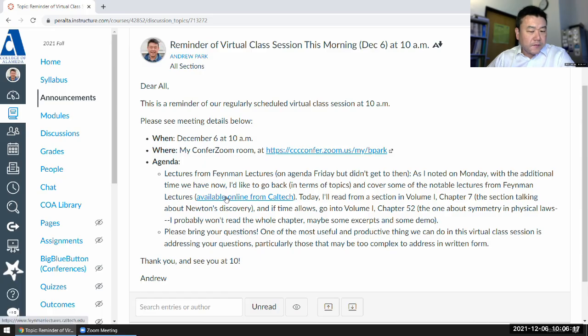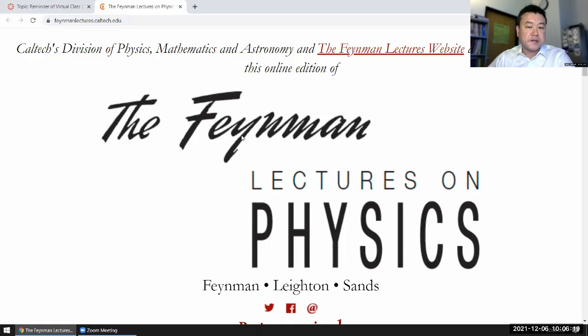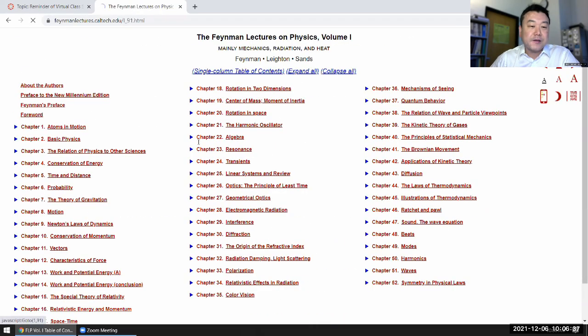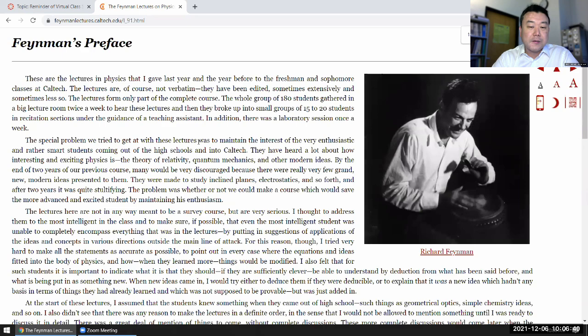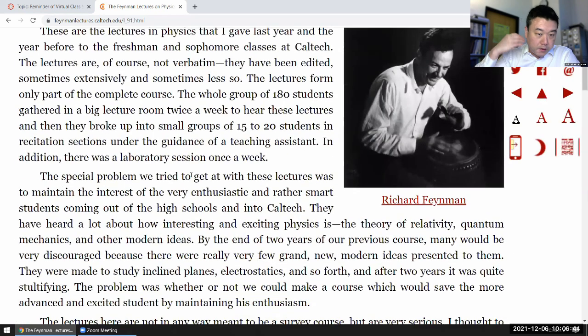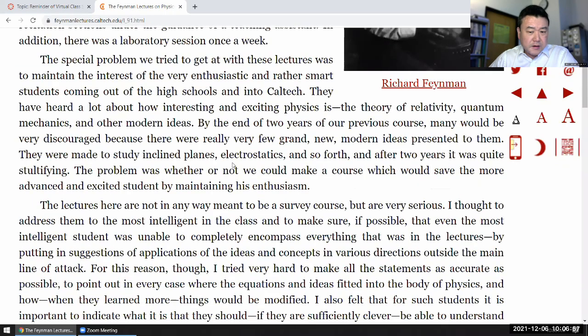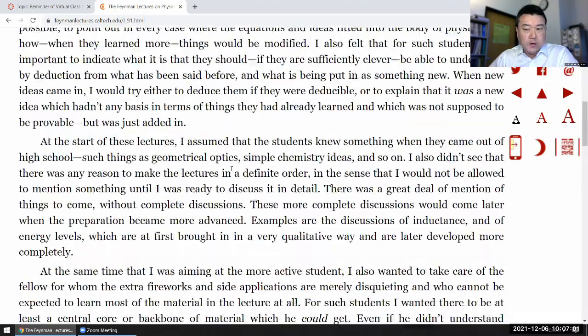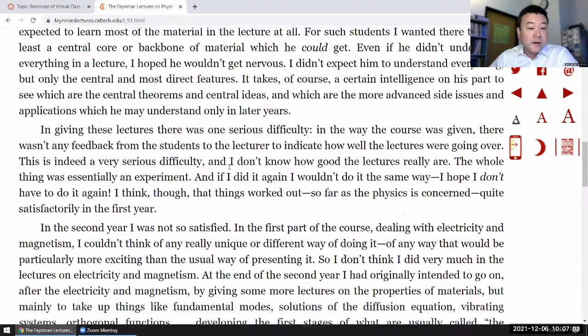So I have talked about this before. If you read the preface, he describes where it comes from. This came from lower division introductory physics, introductory in the sense that these are the first physics classes that science and engineering majors take at Caltech. And he gave these lectures the first three semesters, I think. That's what volumes 1, 2, 3 are.